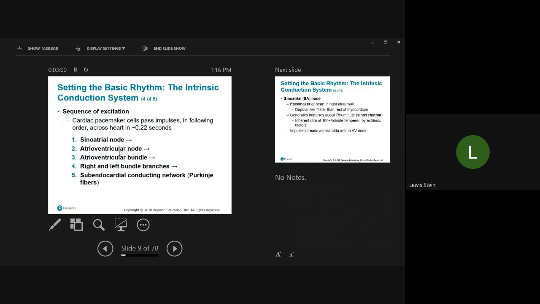So this is the sequence of events. It starts at the SA node. Notice it takes less than a quarter of a second. That's the remarkable thing about the heart. If you think of how rapidly the heart beats, typically about every 3/4 or 4/5 of a second, our hearts beat on average. Really, the actual electrical activity, the actual beating of the heart, is about a quarter of a second, if not a little bit less.